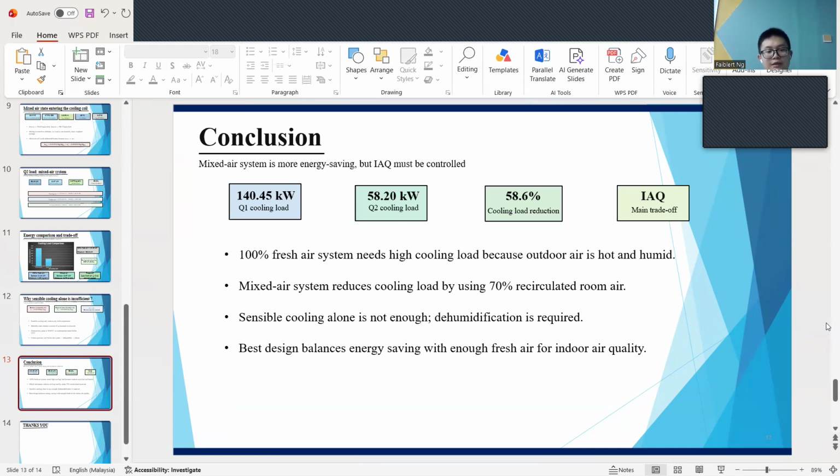However, the mixed air system must still provide enough fresh air to maintain good indoor air quality. Also, sensible cooling alone is not enough for typical outdoor air because the humidity is too high. Dehumidification is required before reheating. Overall, the best energy design should balance energy saving, moisture control, and indoor air quality.